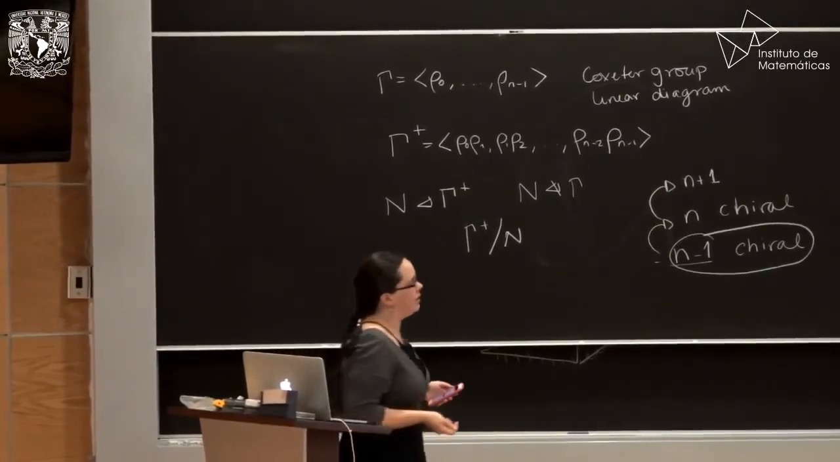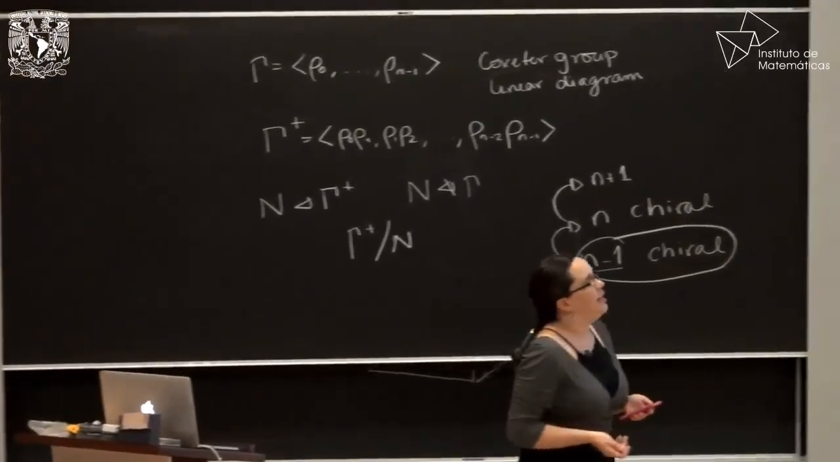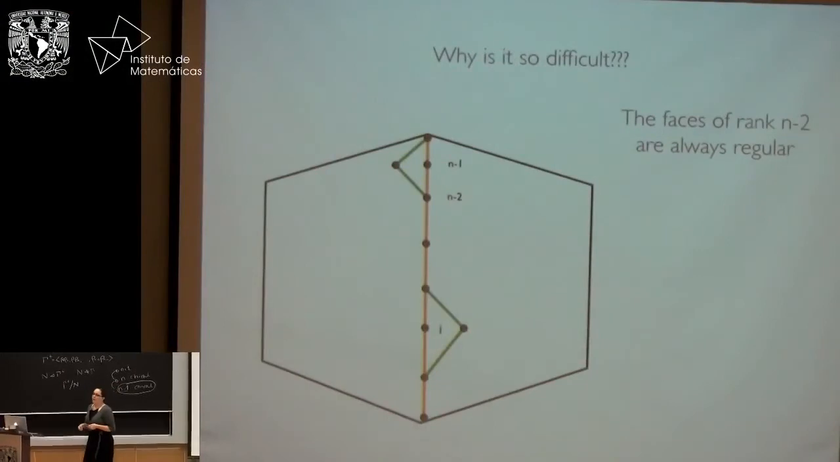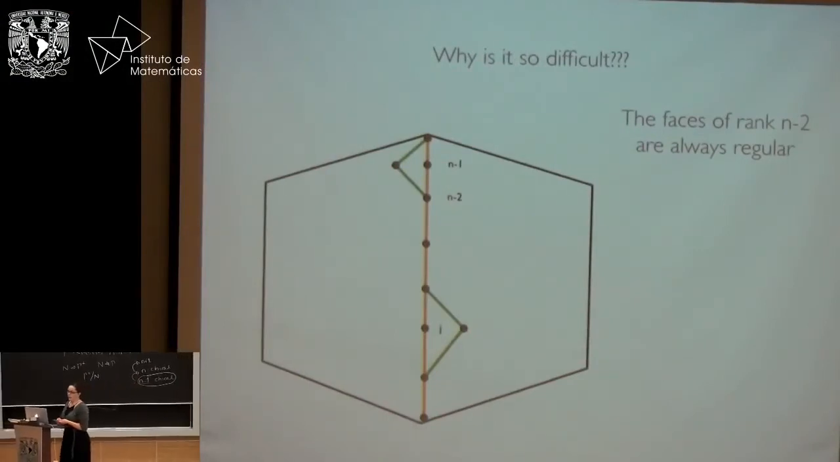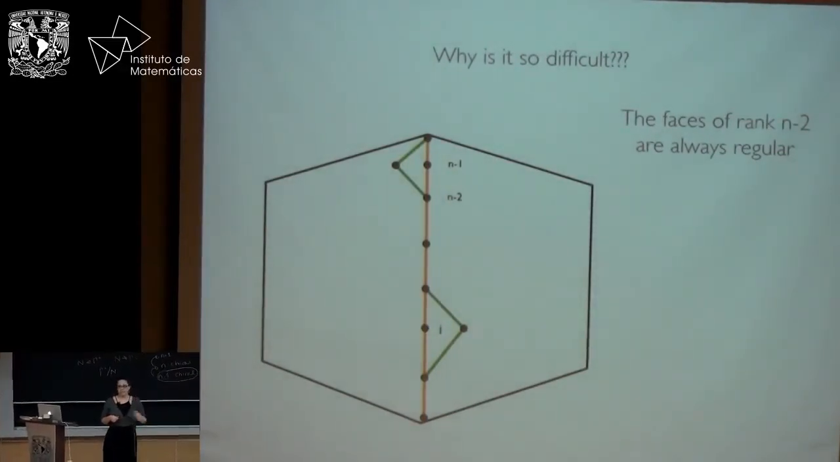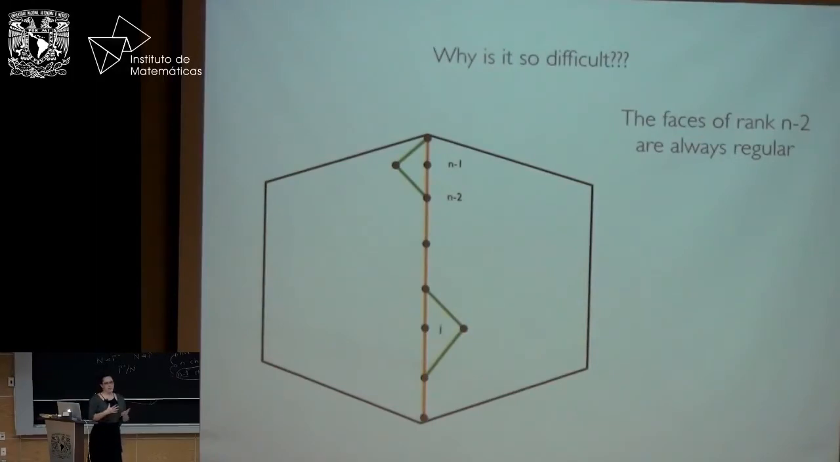The other reason is that we recently learned, because of Gabe Cunningham, that these things are huge, actually. If I want an abstract polytope of rank n, it has roughly n factorial, or n plus 1 factorial, elements in the group. So it grows really fast when we start going up. And that means that it's difficult to find easy examples.